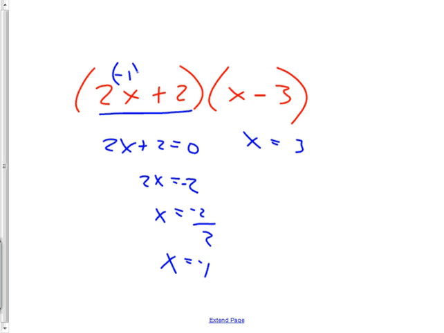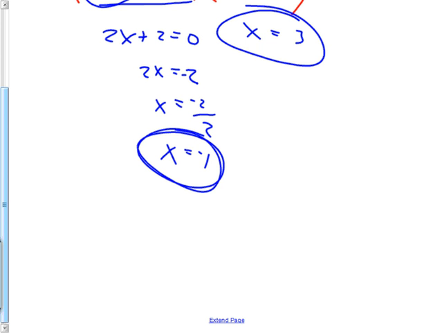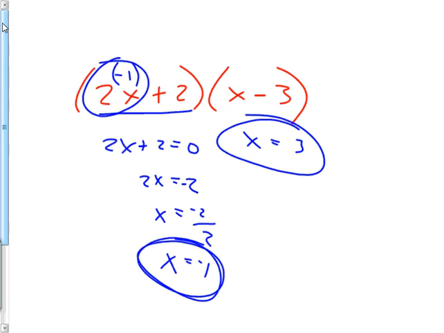If I put in a -1 here, will this thing equal 0 then? -2 plus 2, yeah, it equals 0. There's my answers, there and there. Now I can go on to my number line and test intervals. What did I just teach you that was smarter than testing intervals? Graphing it quick. Okay, so let's do that quick.